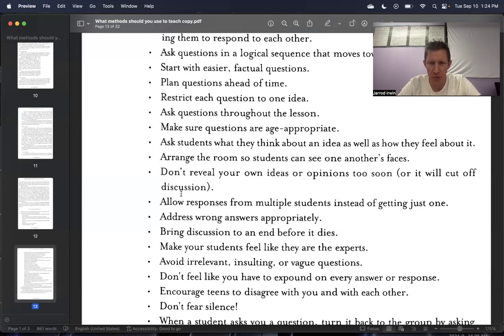Address wrong answers appropriately. We already talked about that. Bring discussion to an end before it dies. Interesting. Make your students feel like they are the experts.